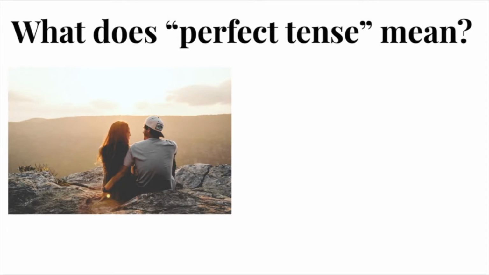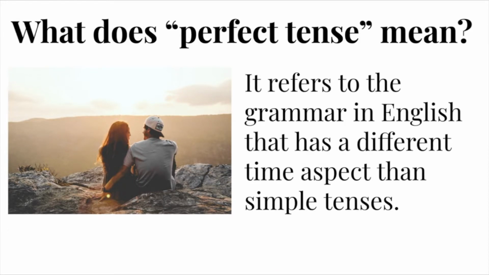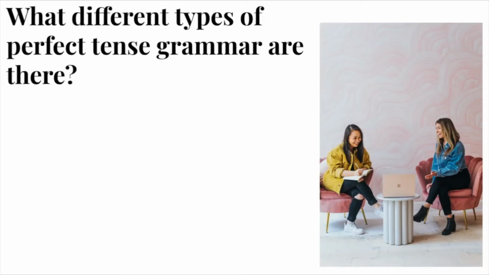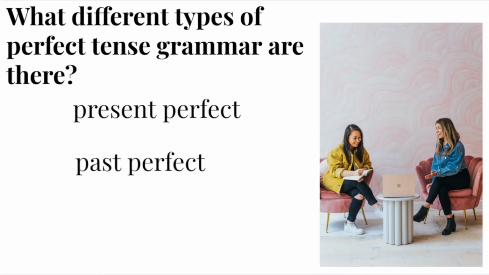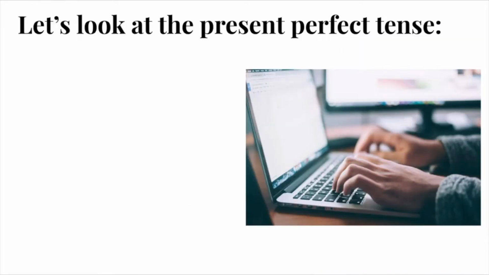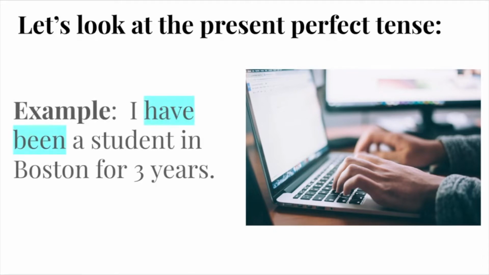What does perfect tense mean? It refers to the grammar in English that has a different time aspect than simple tenses. What different types of perfect tense grammar are there? There's present perfect, past perfect, and future perfect. Let's look at the present perfect tense. Here's an example. I have been a student in Boston for 3 years.